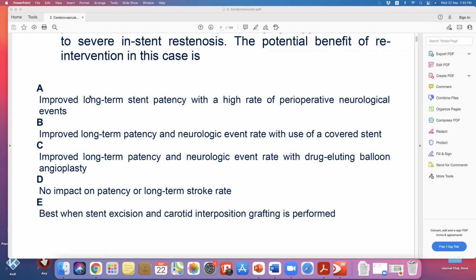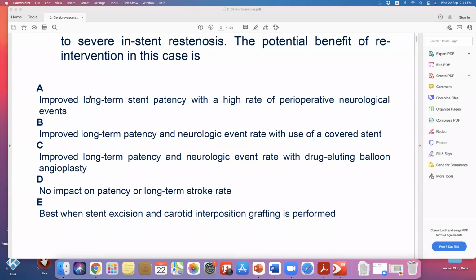Yeah. The third one now. Improved long-term patency and neurological event rate with drug-eluting balloon angioplasty. We do not use drug-eluting balloons in the carotid either. Who knows what the effect would be of flushing all this material to the brain. So we do not. This is completely wrong also. Sure. No impact on patency or long-term stroke rate.